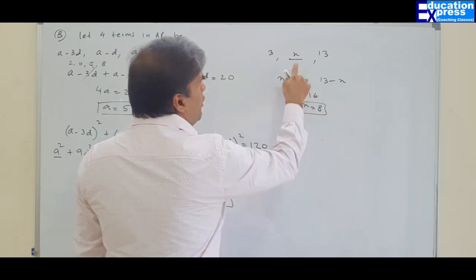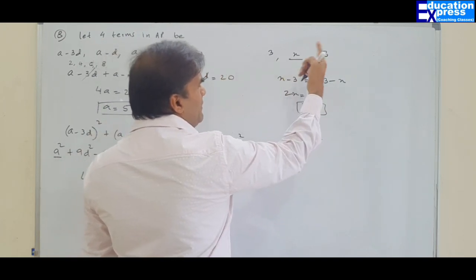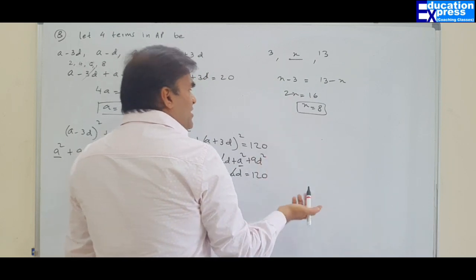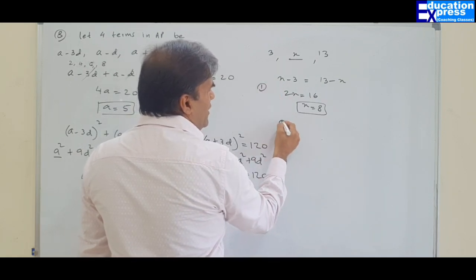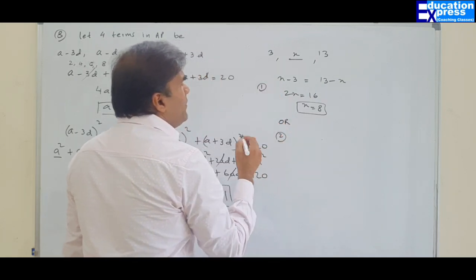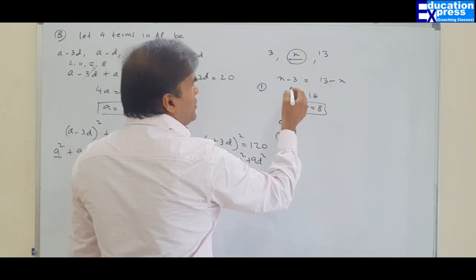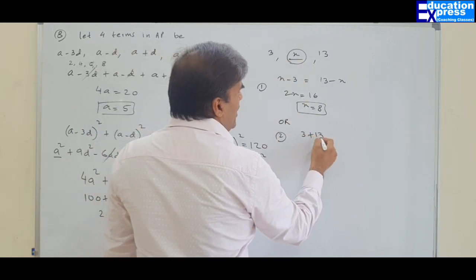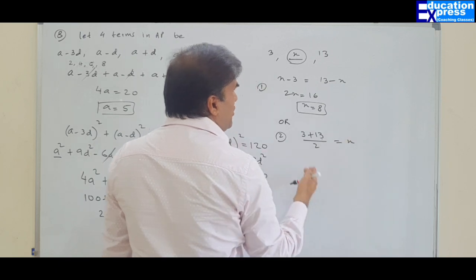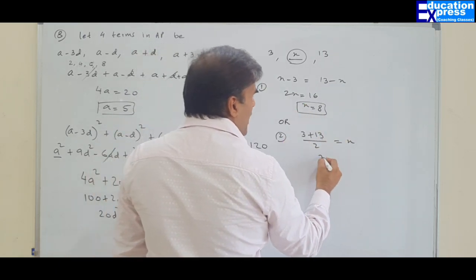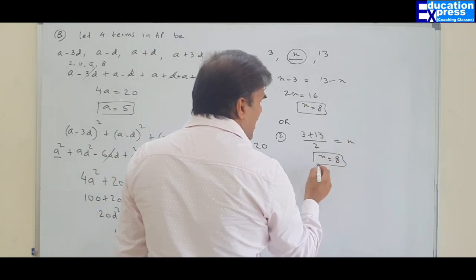This is one way of finding it. Second term minus first term is third term minus second term. The second way of doing it is, since this is an average, 3 plus 13 upon 2 is x, because x is the average. How much do you get? x equals 8. This is the second way of doing it.